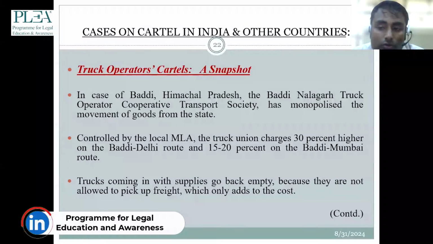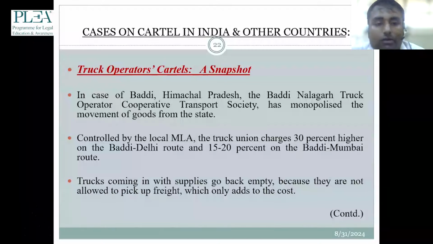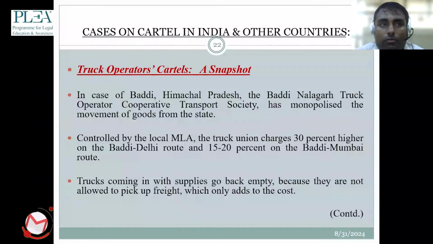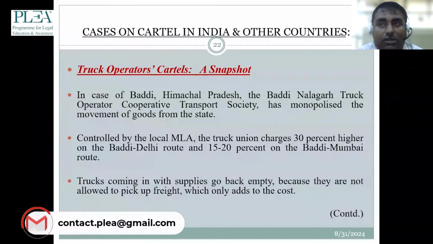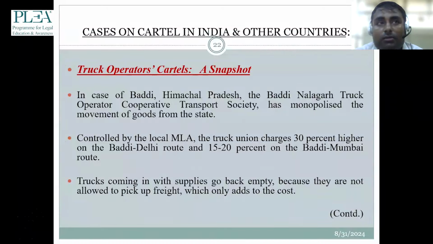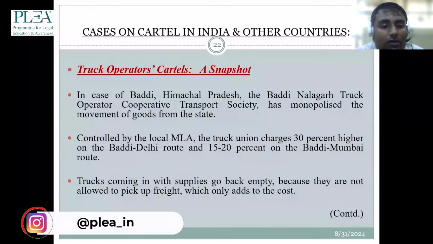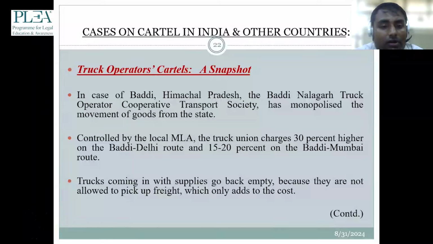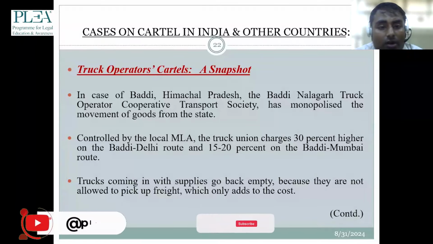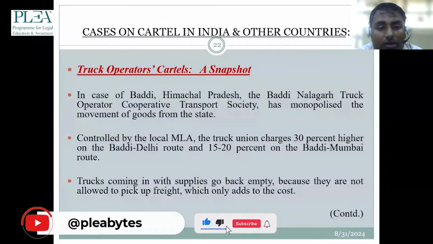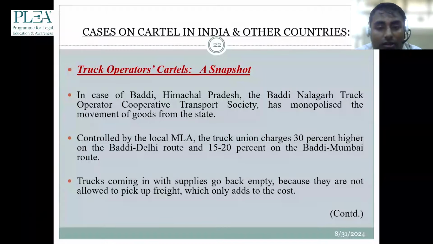So if we can go into the cases on cartel, there are certain products as well as services. I have mentioned that the cartel is specifically applicable in the service sector. There are truck operators cases. Truck operators run trucks in particular areas, as in the case of Baddi, Himachal Pradesh, where the Nalagarh Truck Operator Cooperative Society has monopolized the movement of goods from one state to another. That will create a restriction in interstate trade and commerce, which is against the constitutional ethos.